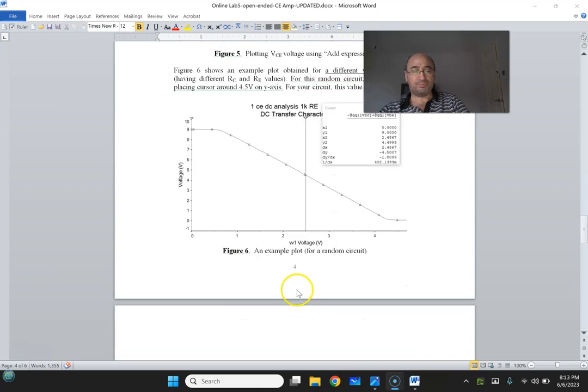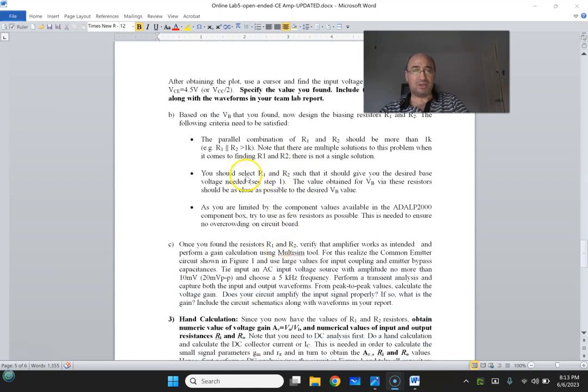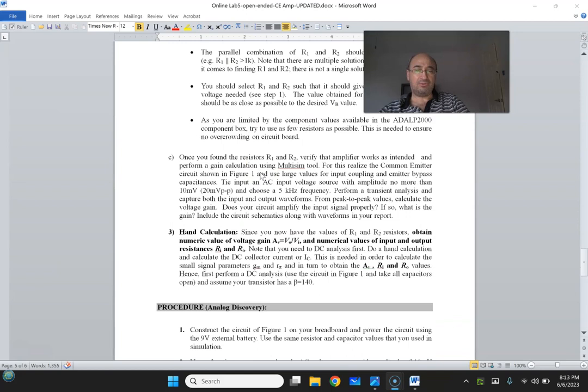And once you found the voltage at the base, then you're gonna design R1 and R2 resistors. So you got 9 volts, so you need to get something like 2 volts using this voltage division network. There's one criteria though, you have to have R1 in parallel R2 more than 1K, so we don't want you to end up using very low resistors for R1 and R2. And then you have designed your amplifier.